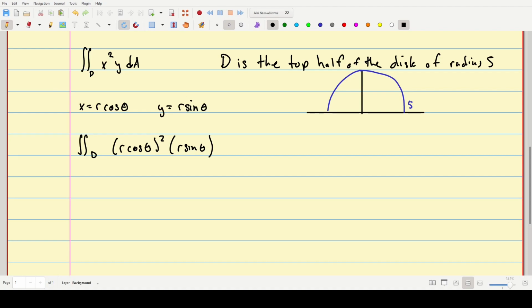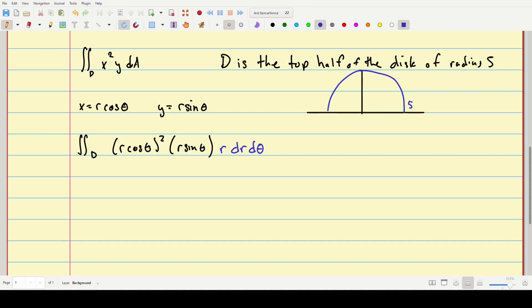And importantly, we need to change dA to r dr d theta. It is multiplied times the integrand. So it's a normal multiplication. It doesn't get multiplied to both. You don't use the distributive property or anything like that. It's just multiplication. Yeah, it's just there's an extra factor of r in the integrand. Okay.